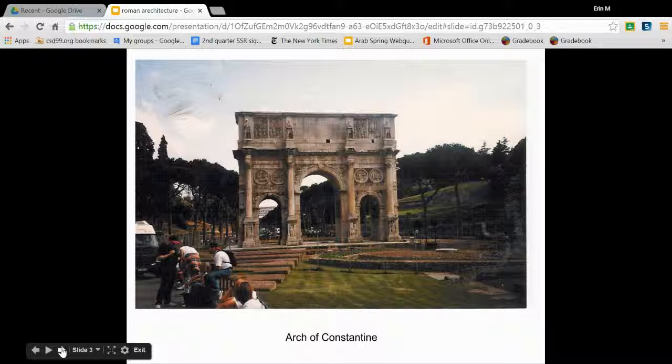This was one of the uses for the arch, and this was for the Arch of Constantine. The Arch of Constantine was built in 315 AD and was right near the Colosseum, and it was created to honor the Emperor Constantine because of his victories in battle.